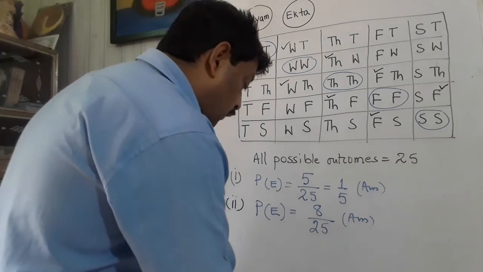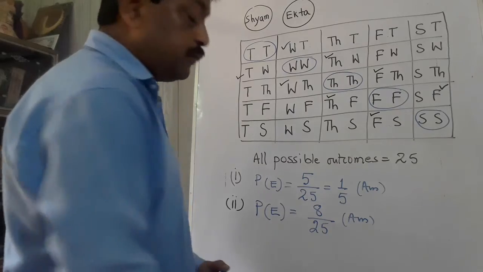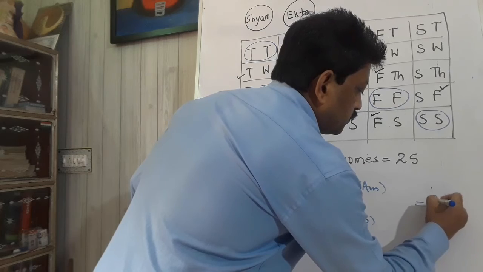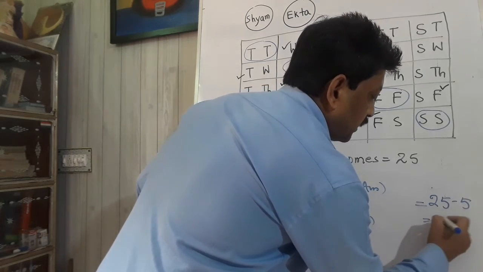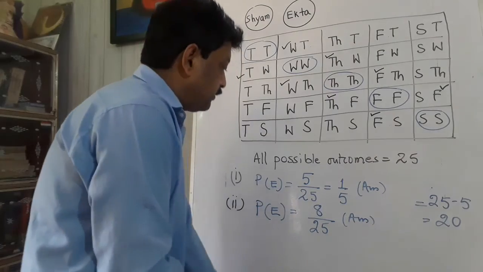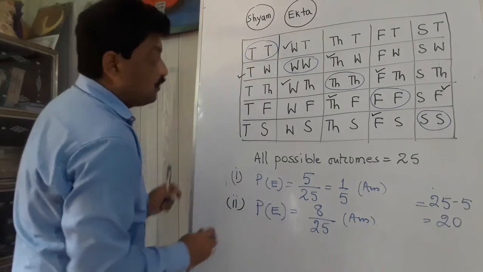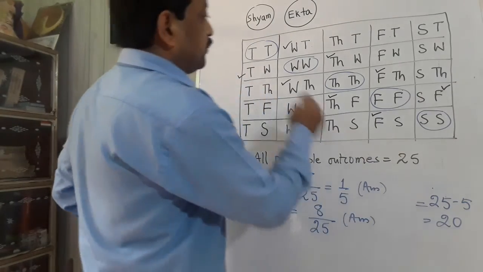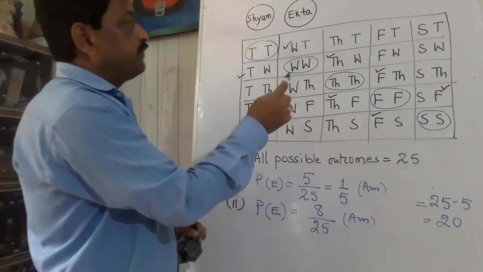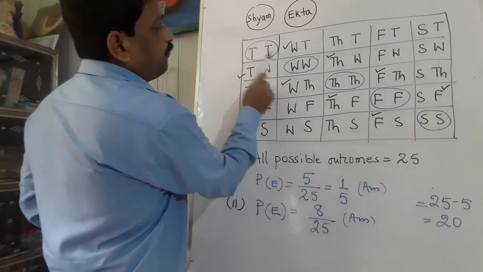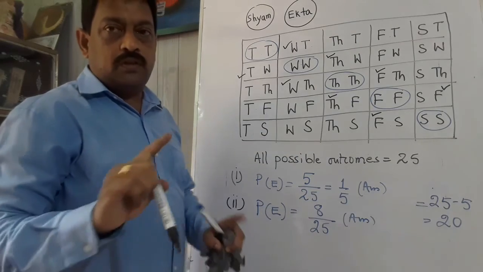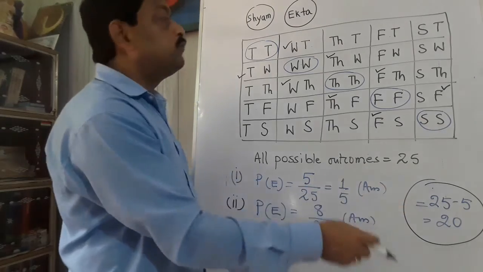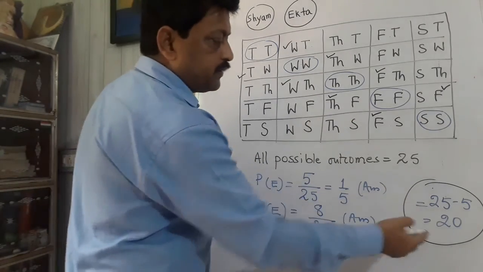The last question, on different days. On different days means we cannot take same days. So total outcome is 25. Out of 25 outcomes, 5 are having same days, so these are not favorable. Therefore, favorable outcome is 25 minus 5. We have to exclude these 5 outcomes. 25 minus 5 is 20.